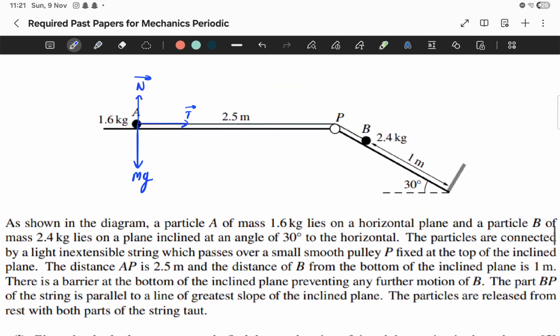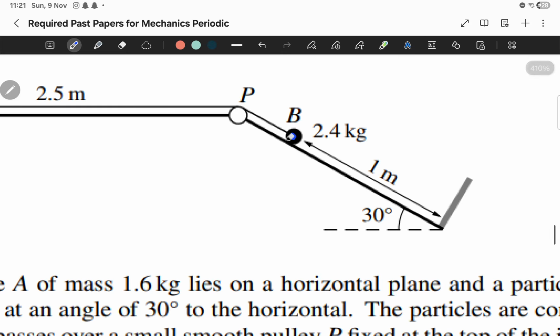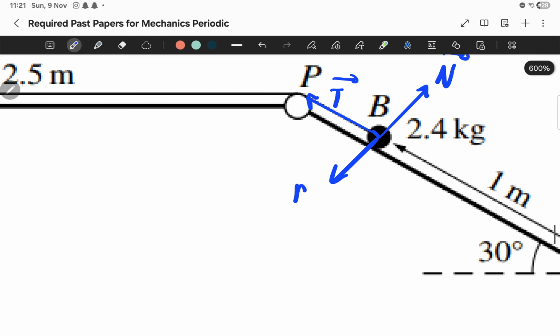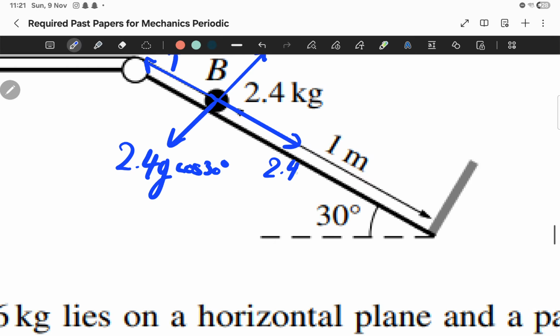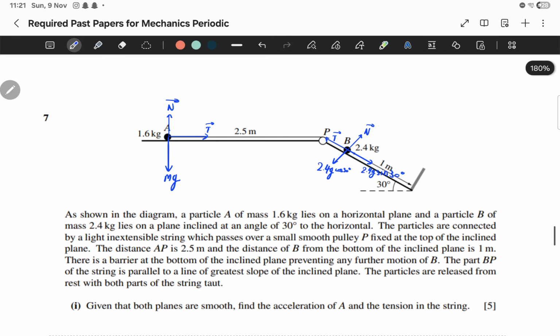Now, for B, we have tension here. This is tension. The normal. The y component of the weight, which is mg, or so much, 2.4g cosine 30 degrees, and then here this is the x component, 2.4g sine 30 degrees. Okay, these are all our forces. This is what is happening right now, and it's not nice. I'm not a fan of this question.